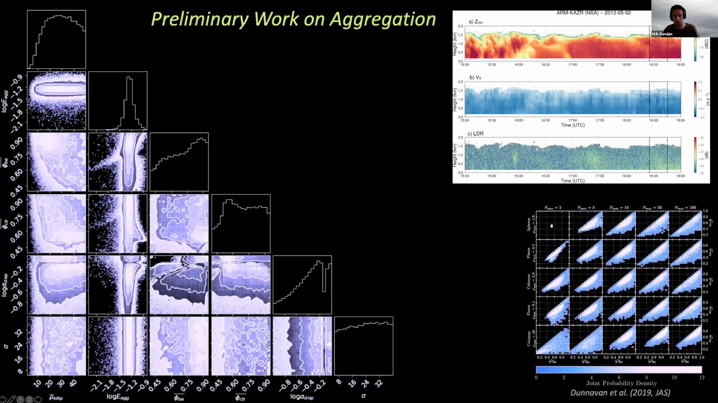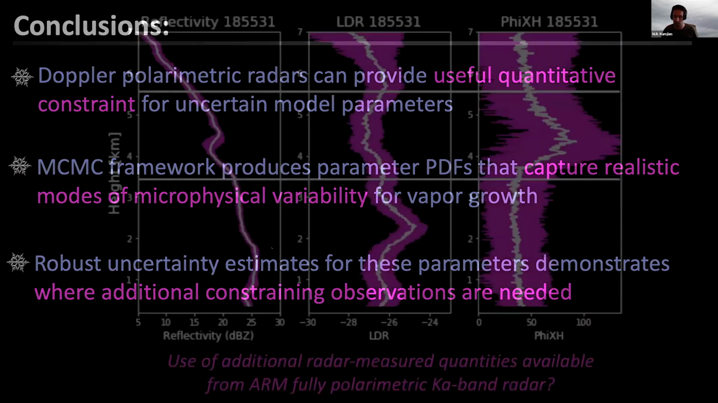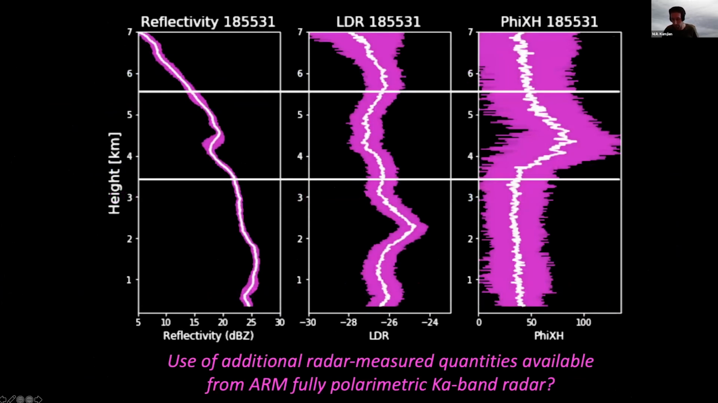I'll mention that we are working on aggregation currently with similar data from the Arctic, and we do see an additional constraint for certain aggregation parameters. So there's some optimism for other microphysical processes as well. And finally, the robust uncertainty estimates that we've come up with here demonstrate where we need additional constraining observations. In terms of what we can use, the fully polarimetric K-band radar up on the North Slope of Alaska, now for ARM, is providing some additional quantities that we haven't considered yet, that provide independent information we hope to use.